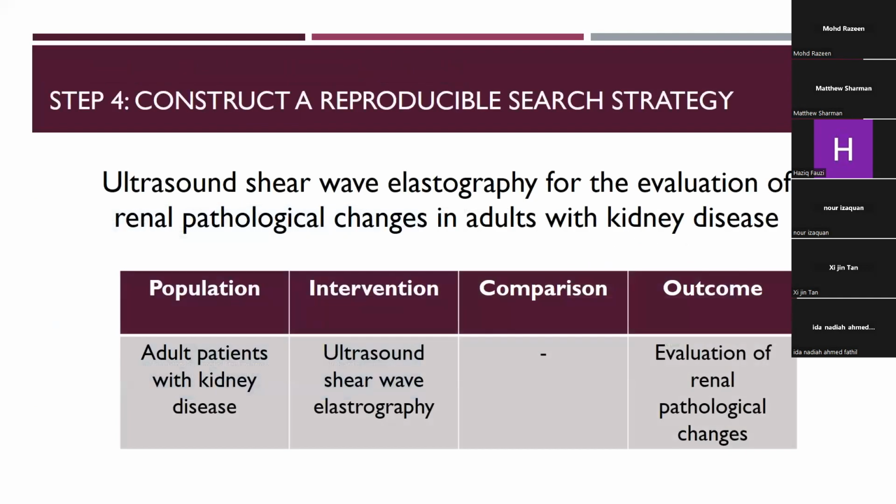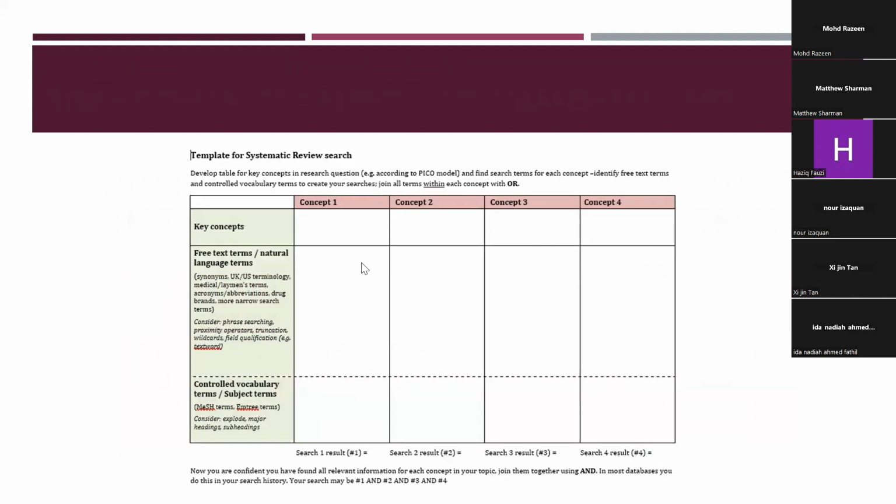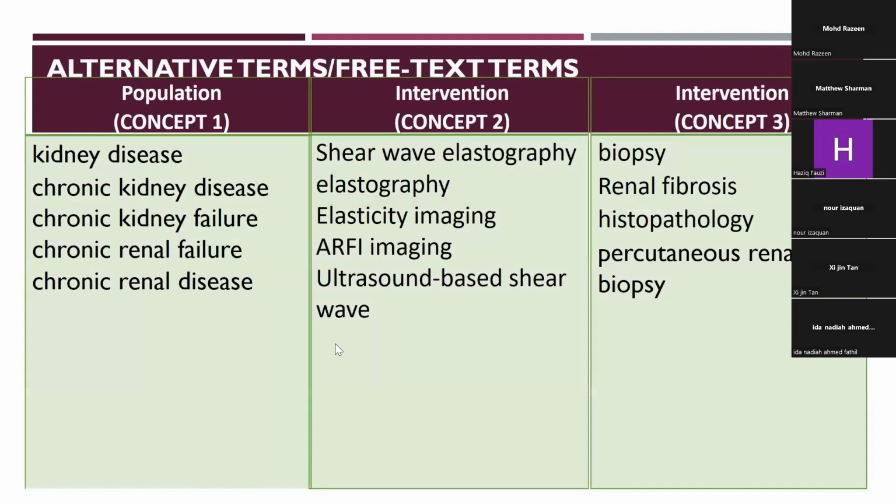Once you have identified that, the next step is to construct a reproducible search strategy. This is where I will turn this into what I would call the PICO. From the PICO, this is where we need to highlight all the keywords. Remember I told you about the free text terms? You need to put everything here. Identify your free text terms. Medical subject headings are also important, because they are the standard terms for certain keywords.